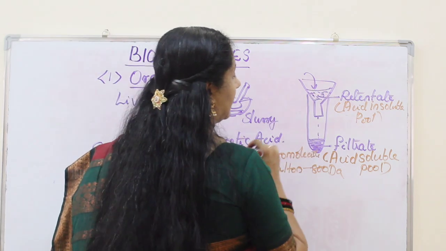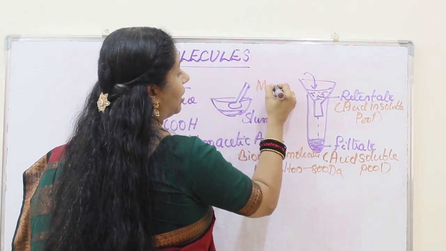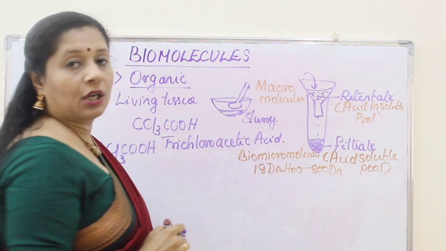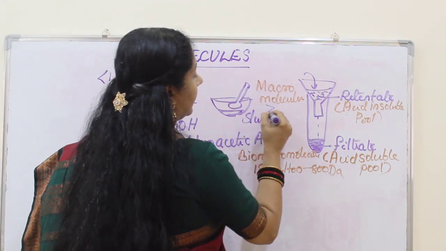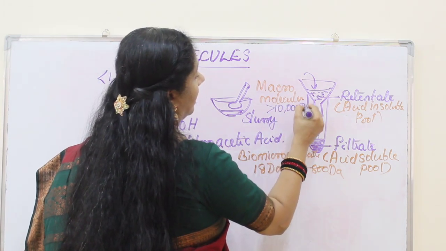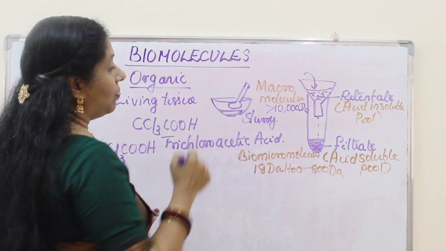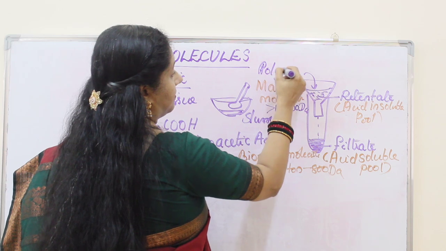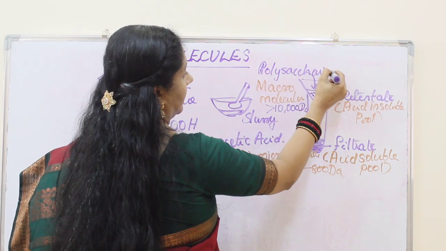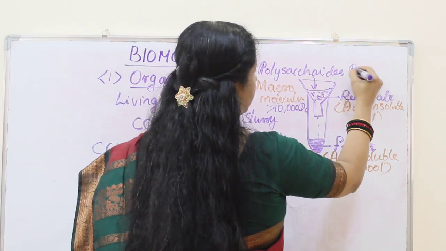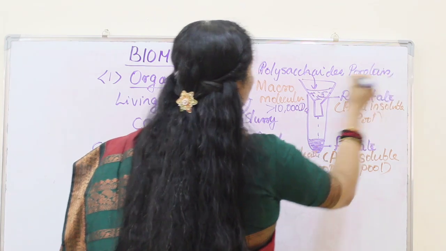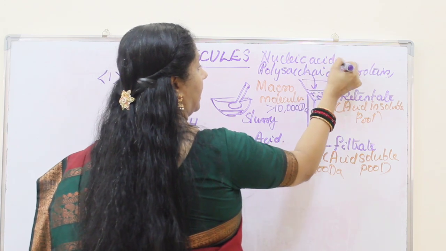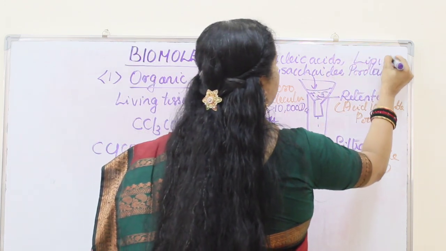Whereas this retentate mainly consists of macromolecules. You know what their molecular weight is? It is more than 10,000 Dalton. Now, here we have four main substances. One is polysaccharides, meaning the complex carbohydrates. Apart from that, proteins are there. Then nucleic acids are there. Nucleic acids are the genetic materials, DNA or RNA, and lipids are also there.